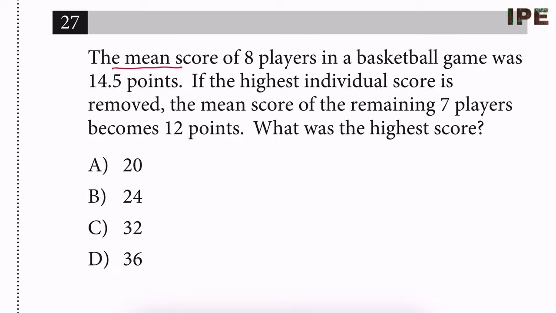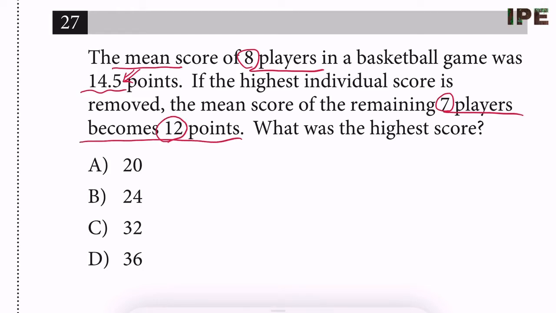Number 27. The mean score of 8 players in the basketball game was 14.5 points. The mean, or average, score of 8 players is 14.5. The highest individual score is removed. And then the other 7 players, right? The remaining 7 players' average is 12.